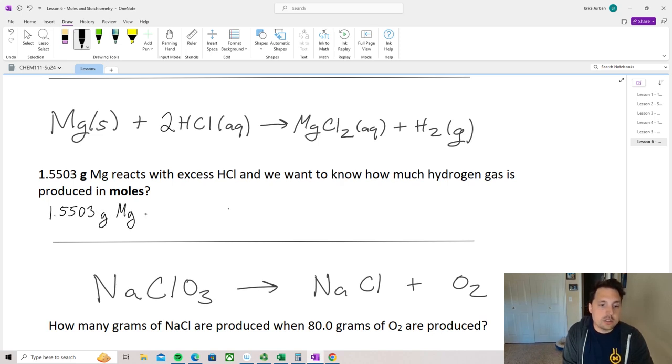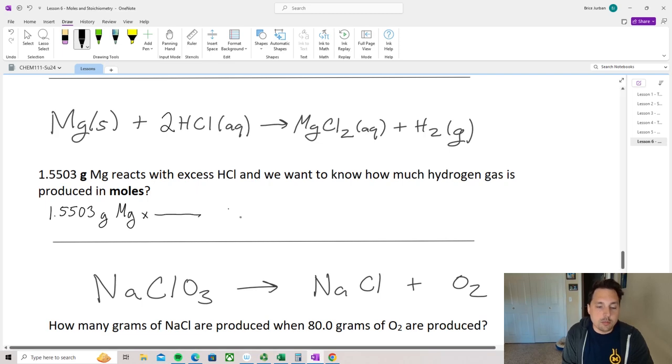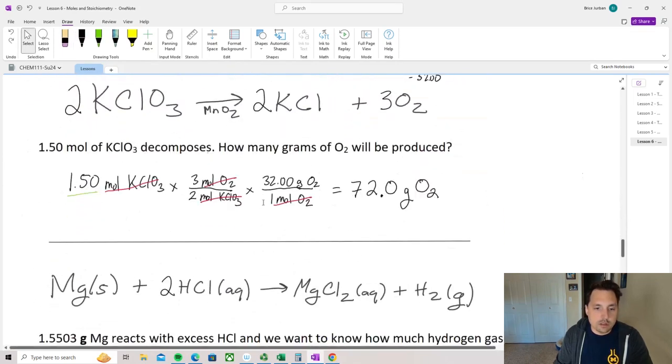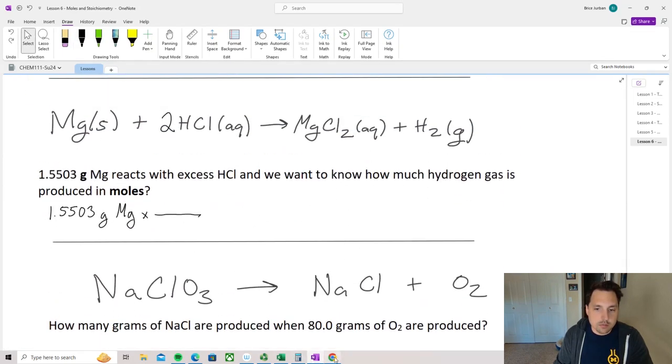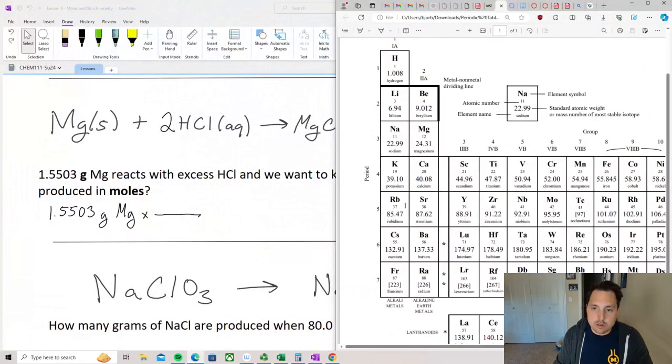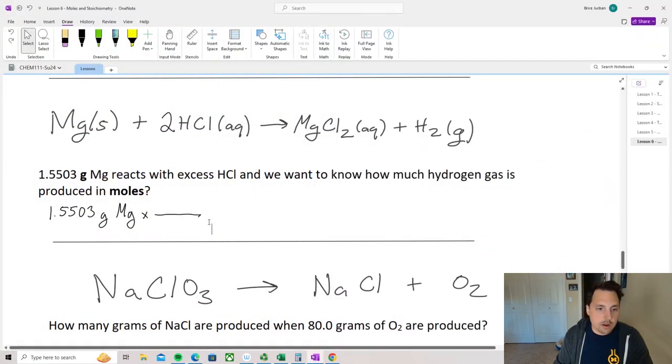Now, before I can use the stoichiometry, I need to divide through by the molar mass of magnesium, and we can see that on the chart up above. So in this case here, we're going from grams of A to moles of B. So we need to divide by the molar mass of A. All right, so magnesium should be 24.31 grams per mole.